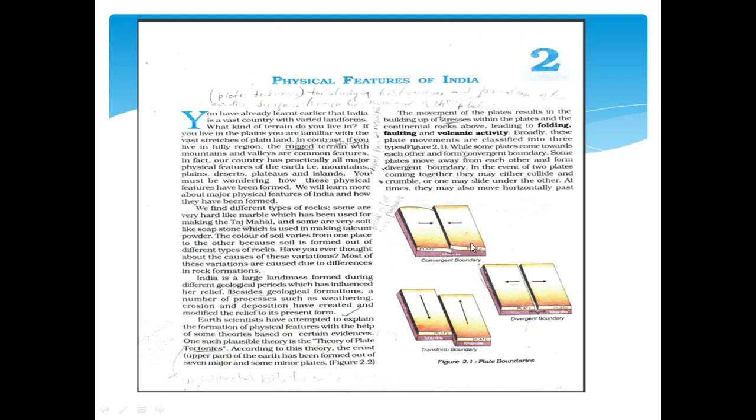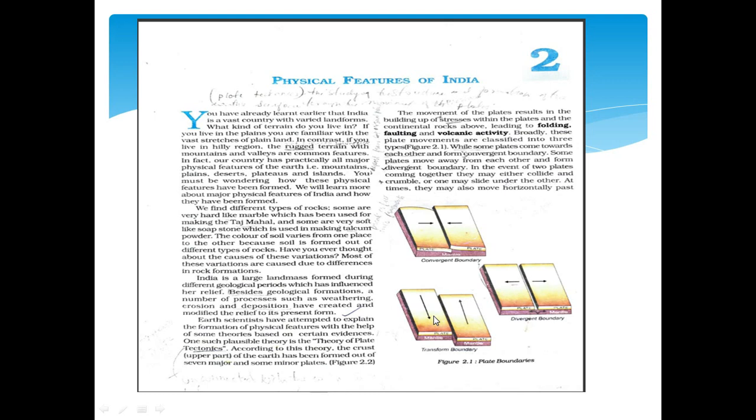So these plates began to move, they began to drift away from one part to another. You can see the arrow marks given there, that shows how they are moving. They are moving in different directions. Here two plates are coming close to each other, here two plates are moving away from each other, and here we can see they are moving in different directions. One is moving upward, another one is moving downward.